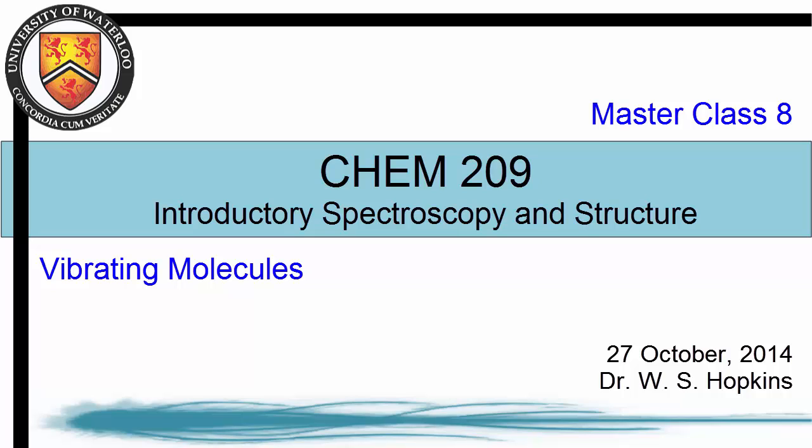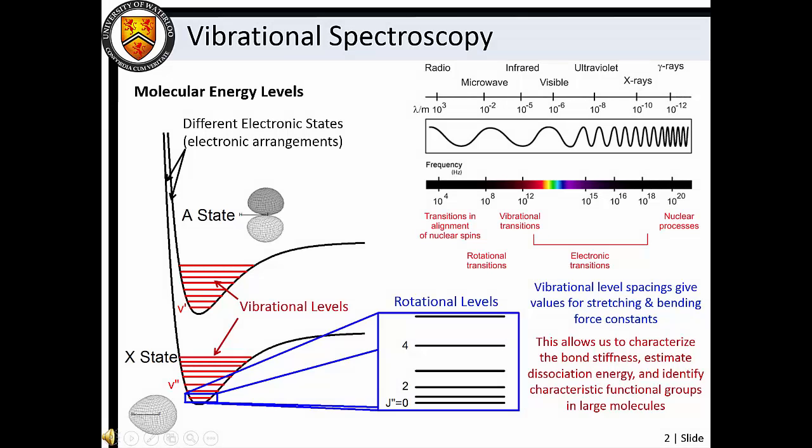This series of lectures is intended to highlight the key concepts of introductory spectroscopy and structure. This lecture, Masterclass 8, discusses our description of vibrating molecules. We are now becoming familiar with the fact that molecular bonding is an electronic property. Stable molecules may be viewed as minima on electronic potential energy surfaces.